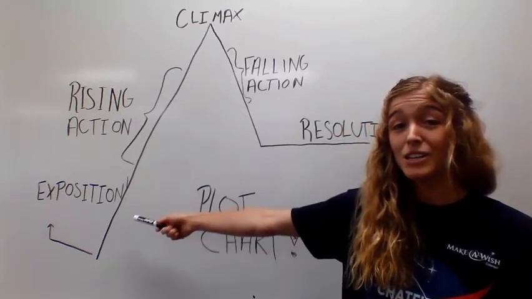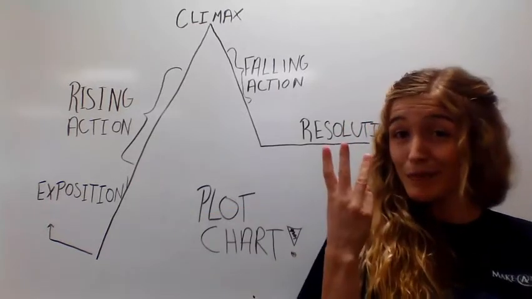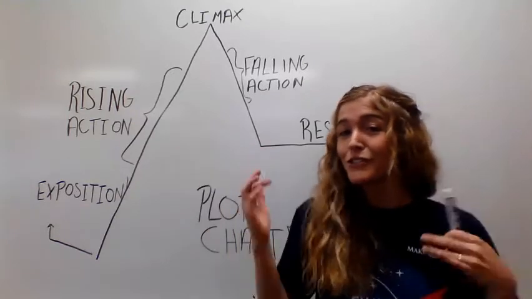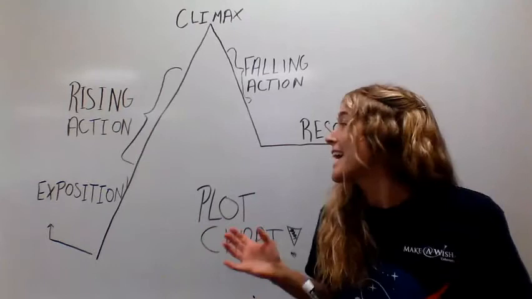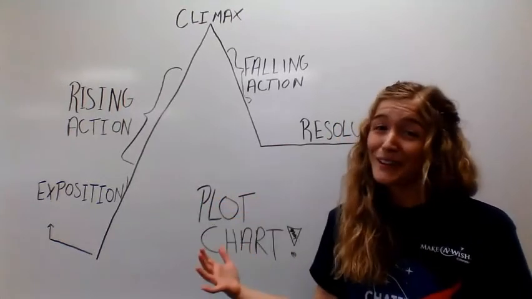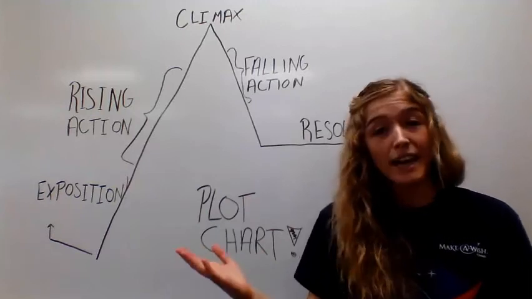So in the exposition, we meet the three little pigs. We figure out where we are, which is some mystical, magical fairyland where animals talk. And we see that the three little pigs are trying to build their three little houses. Very sweet. So that is the exposition of the story.